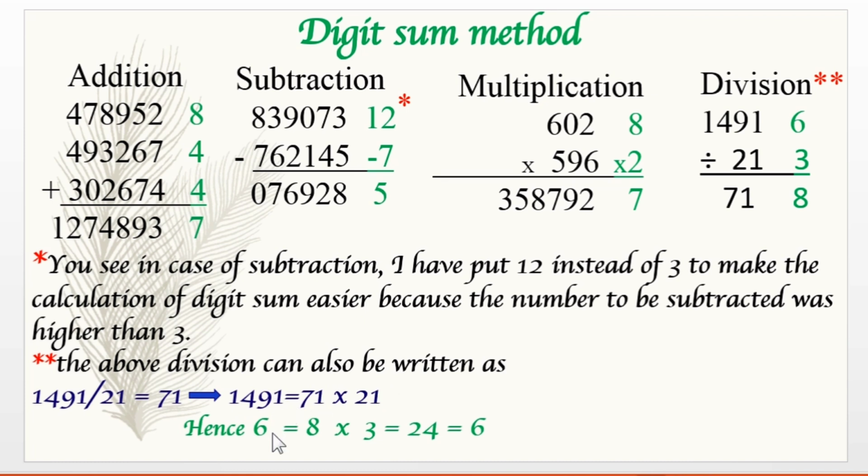Taking their digit sum. So here the digit sum of 1491 is 6. That of 71 is 7 plus 1, 8, and 21 is 2 plus 1, 3. 8 into 3 is 24. 2 plus 4 is 6. Hence, this division is also correct.